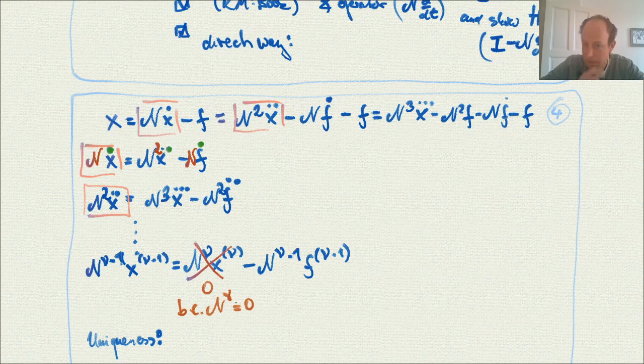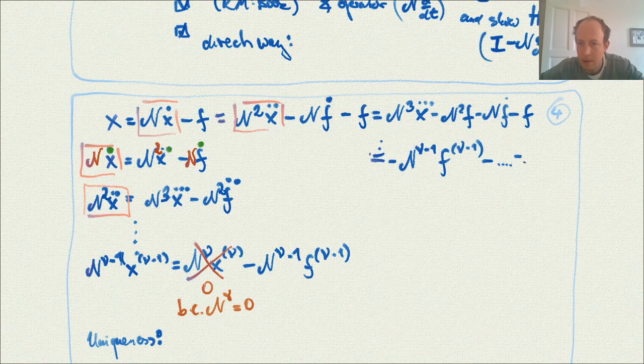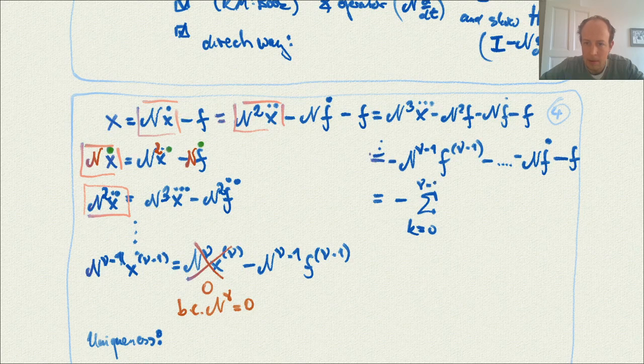n to the nu is 0. Okay, and so as we always replace this remaining term with what is here, the last term that we will add is this nu to the minus 1. So we do this and then we get here minus n nu to the minus 1 f nu to the minus 1, minus everything that was in between, and this is exactly minus the sum k goes from 0 to nu minus 1 of n to the k f in the kth derivative. That's the proof.